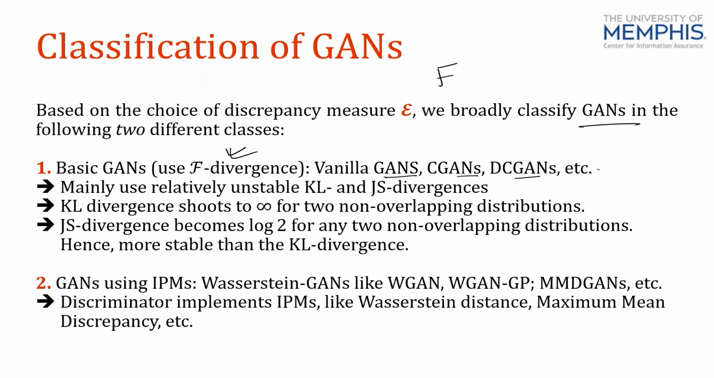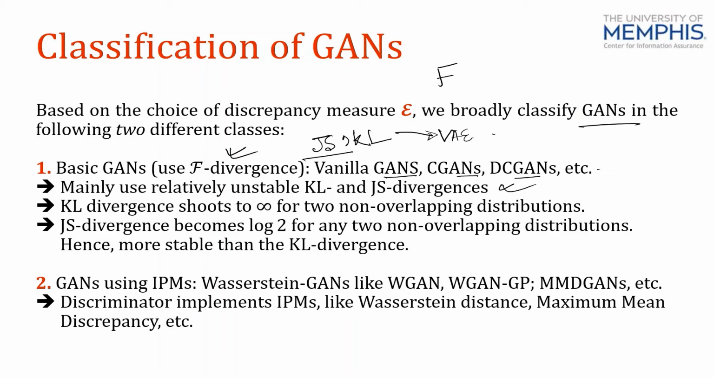The most used F divergence measure is the JS divergence, that is the Jensen-Shannon divergence. However, in a very few cases we can find the usage of the KL divergence, once again an F divergence. KL divergences are mostly used by variational autoencoders. These JS and KL divergences are relatively unstable. Let us talk about why.